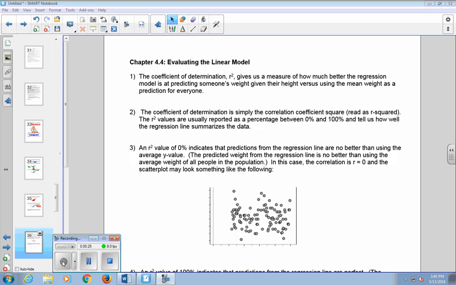The r squared values are usually reported as a percentage between 0% and 100% and tell us how well the regression line summarizes the data.